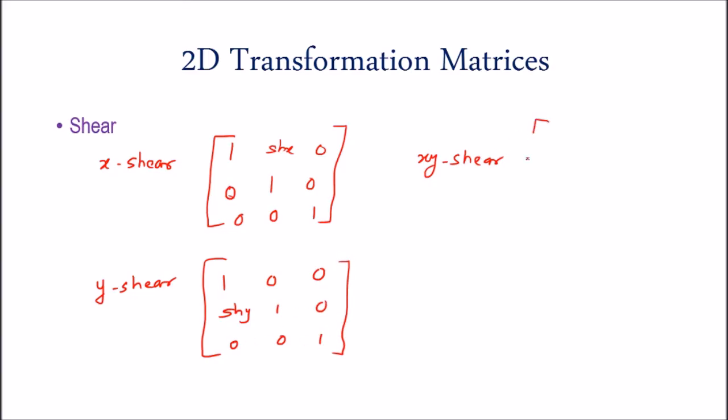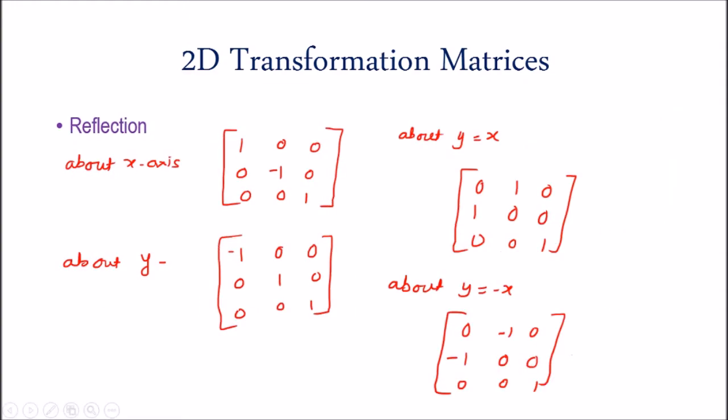And in case of xy shear, it is 1 shx 0, shy 1 0, 0 0 1, where shx and shy are the shearing factors about x and y respectively. Now let's start with the problem solving based on the 2D transformations.